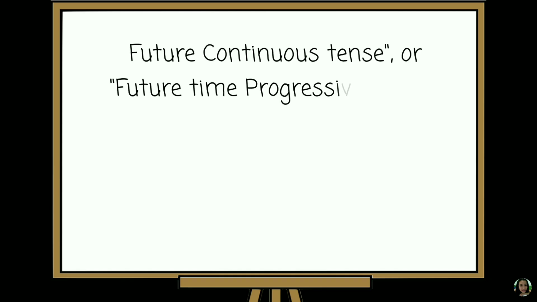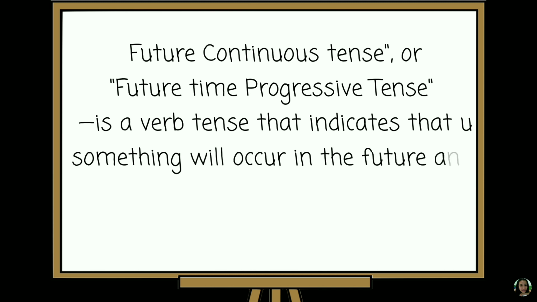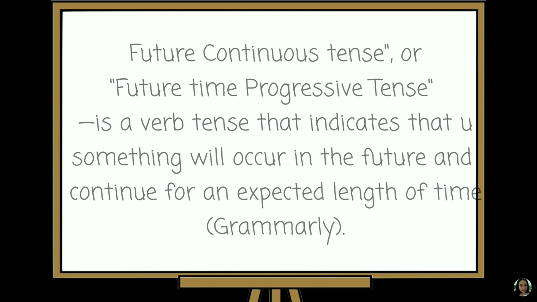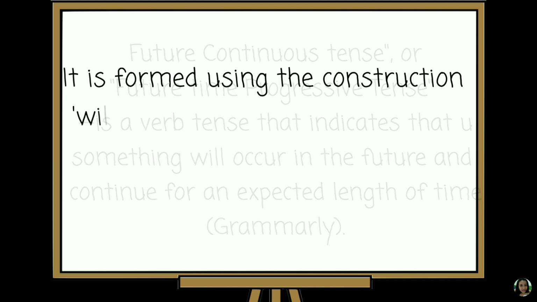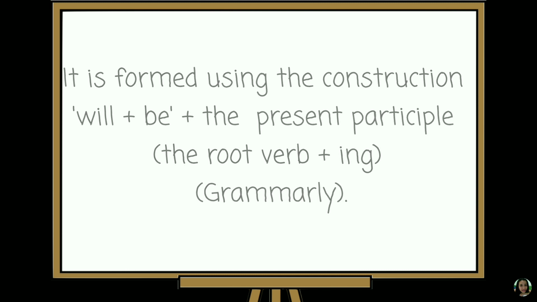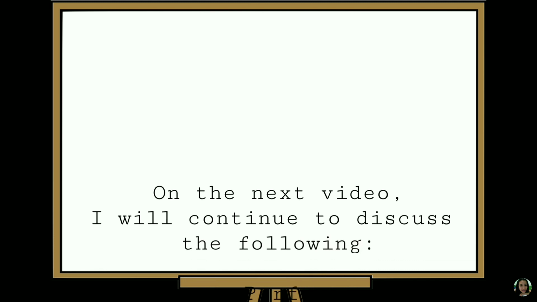So the future continuous tense, sometimes also referred to as the future progressive tense, is a verb tense that indicates that something will occur in the future and continue for an expected length of time. It is formed using the construction will plus be plus the present participle. In the next video, I will continue to discuss the following.